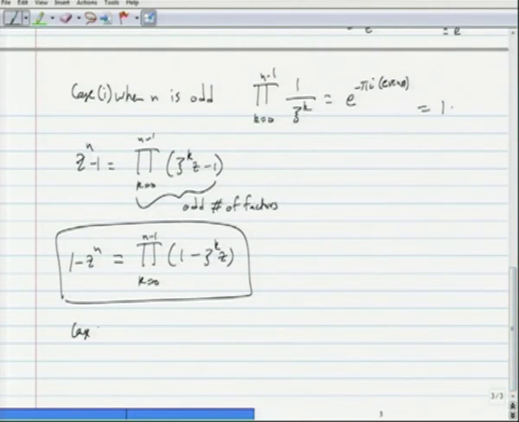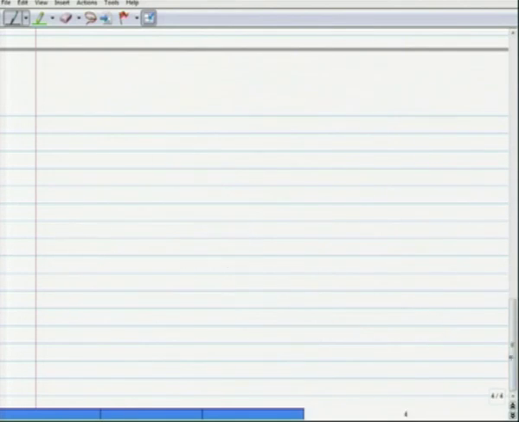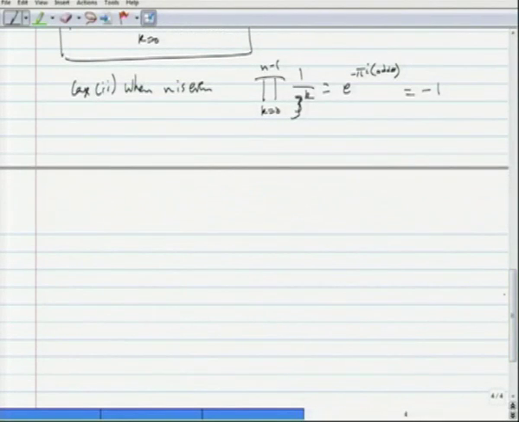Case 2, when n is even, the product in the denominator, the product over k equals 0 through n minus 1 of 1 by zeta power k, is e power minus pi i times an odd number. So, this is minus 1. So, that leads us to z power n minus 1 equals minus 1 times the product from k equals 0 through n minus 1 of zeta power k z minus 1.